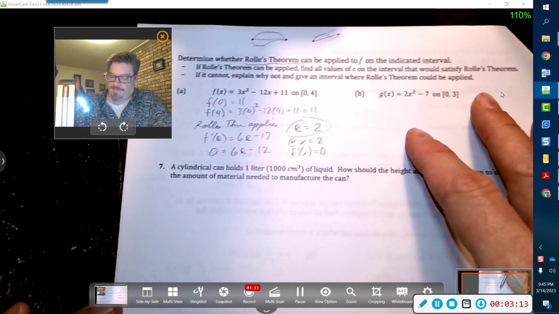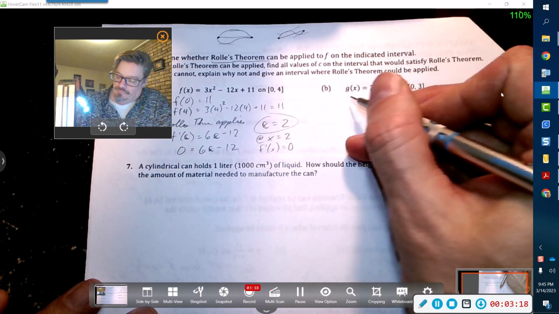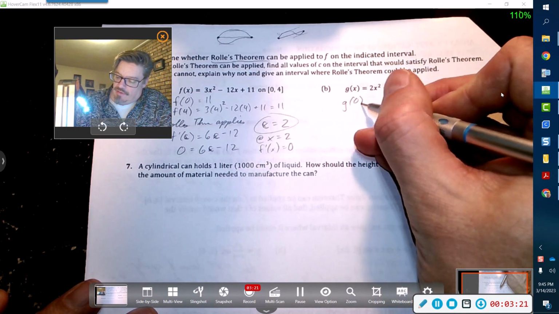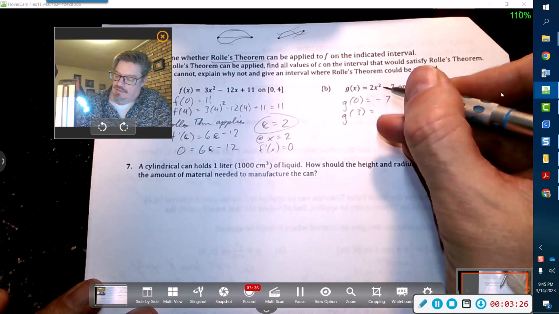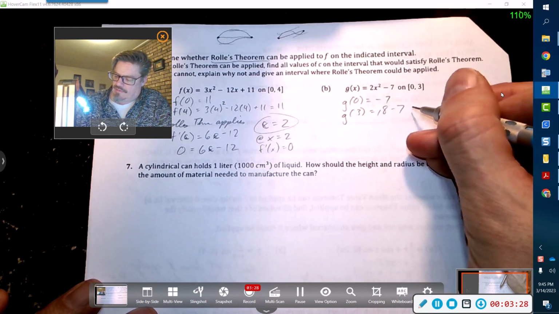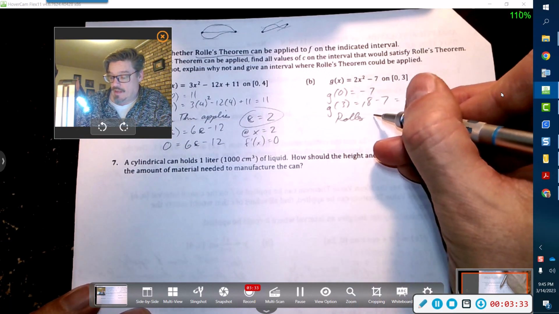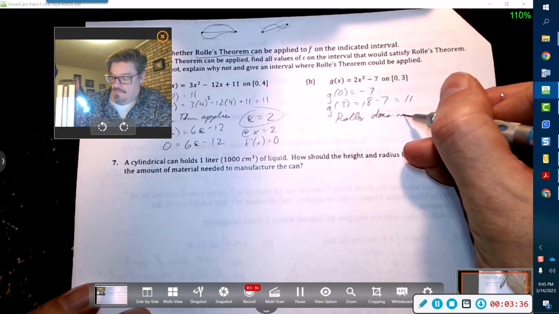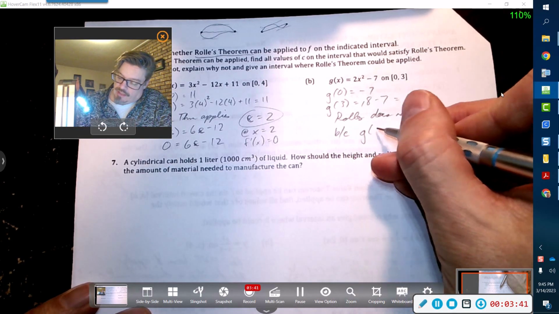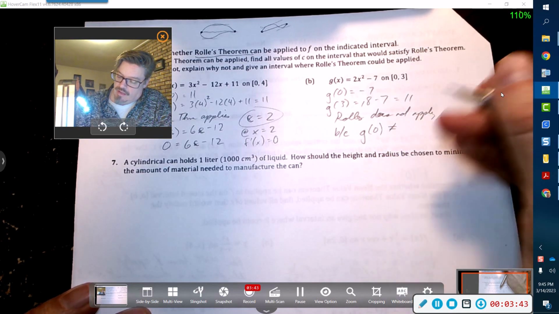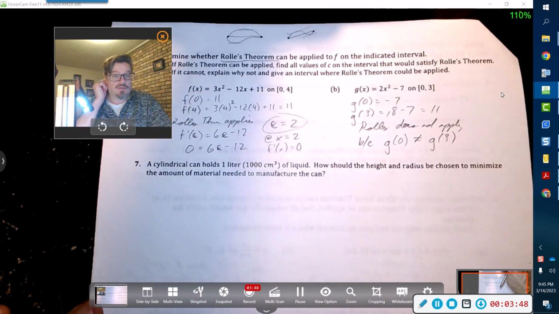All right. So let's do the same thing here. So g of 0 equals -7. g of 3 equals 18 minus 7, that's 11. So Rolle's does not apply, because g of 0 does not equal g of 3. They have to equal each other in order for this to work.